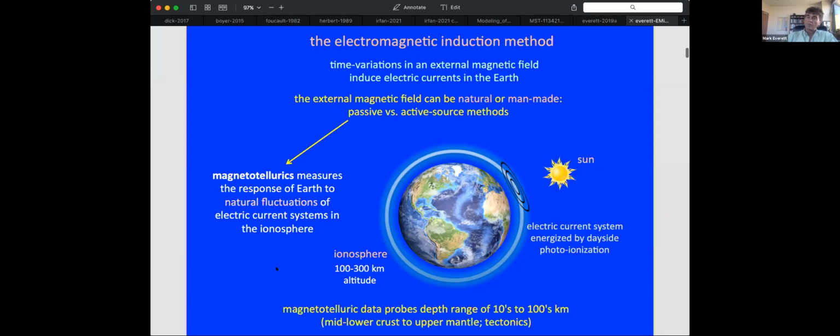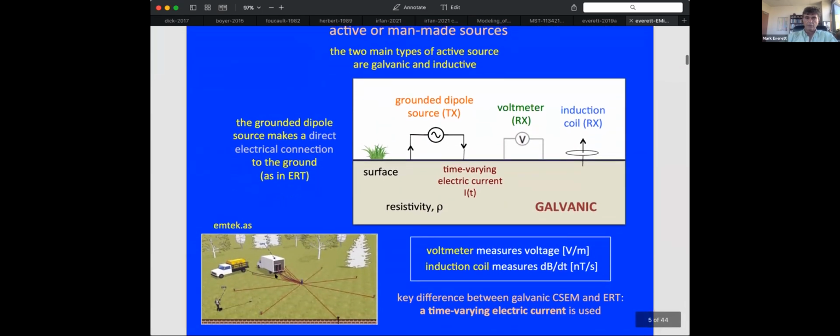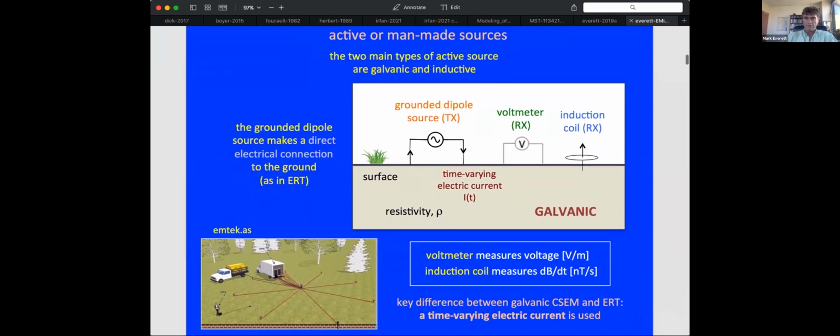And the data that one gets at the surface can be used to probe depth ranges of tens of kilometers to thousands of kilometers, which is interesting for those interested in studying mid to lower crust, the upper mantle, or for things like tectonics. Now, as far as the active or man-made sources are concerned, there are essentially two main types that we'll think about today.